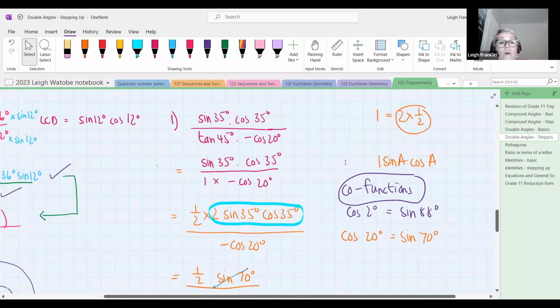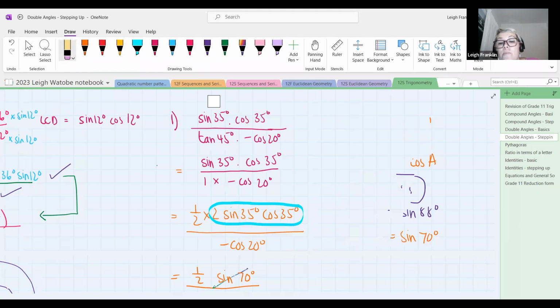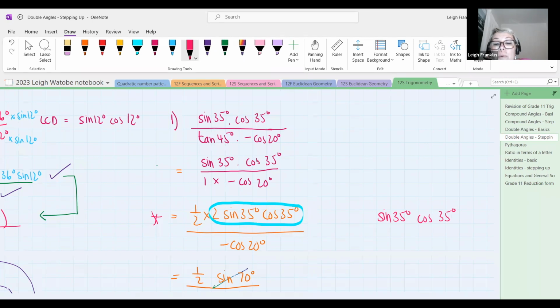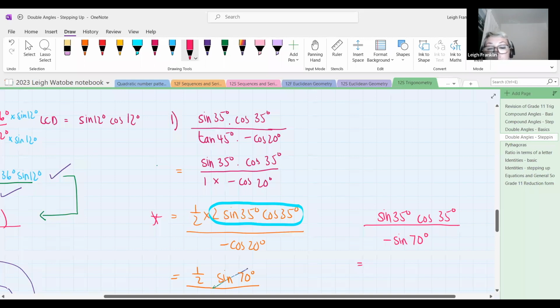Okay, so the other way that you could have done this, not that it's vastly different from this solution over here, is at this step over here, instead of multiplying by 2 and then by a half, you could leave it as sine 35 cos 35 at the top. And then at the bottom, you can write the cos of 20 as negative sine 70. And then you know that 70 is double 35.